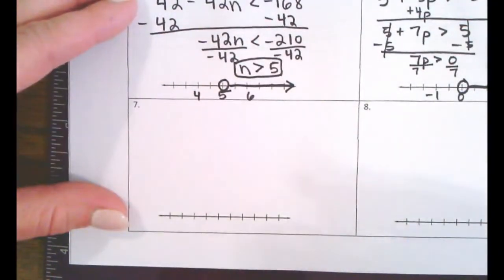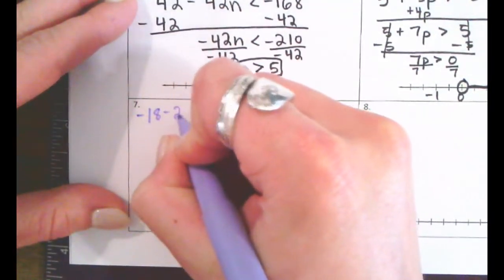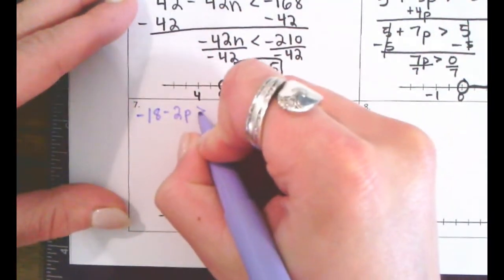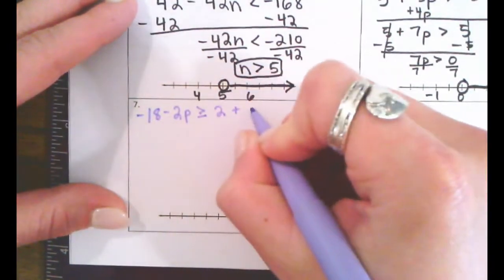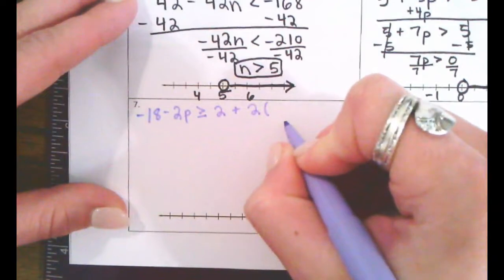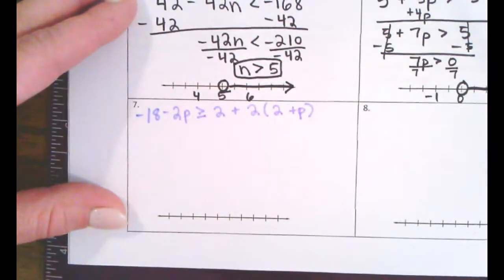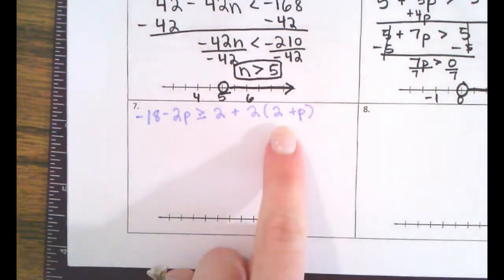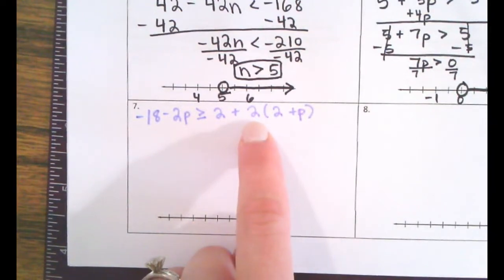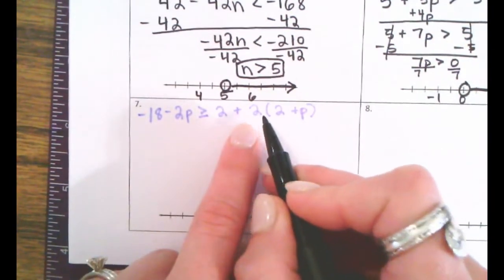The problem is negative 18 minus 2p is greater than or equal to 2 plus 2 times the quantity of 2 plus p. A lot of 2's in that problem. All right, hopefully you already noticed the first step in this problem. Since we have this quantity here, I am going to distribute this 2. You cannot combine these 2's here until you distribute this.